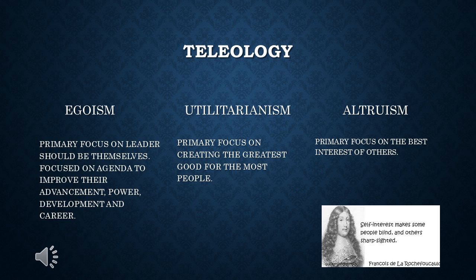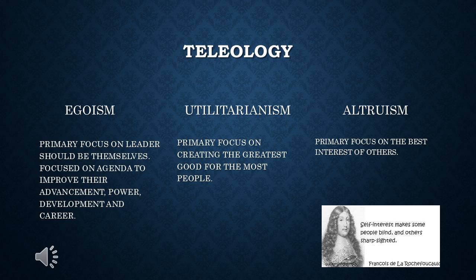There are three teleological theories: egoism, utilitarianism, and altruism. Teleological theories focus on how a leader can best achieve a positive outcome or result. Egoism is focused on how a leader can best improve themselves. In egoism, the leader is focused on creating an agenda that lets them improve their advancement, improve their power, improve their development, and improve their career. An example of egoism occurs with an ambitious politician who flip-flops positions to achieve the votes of his constituents.